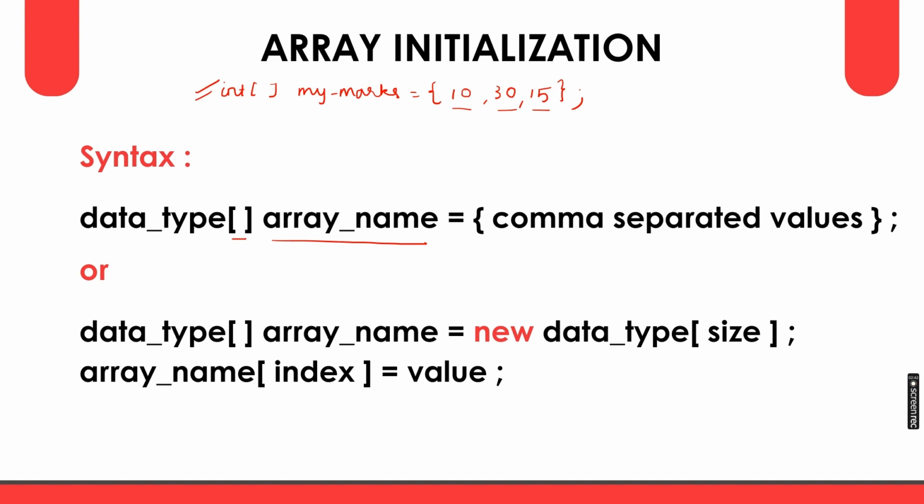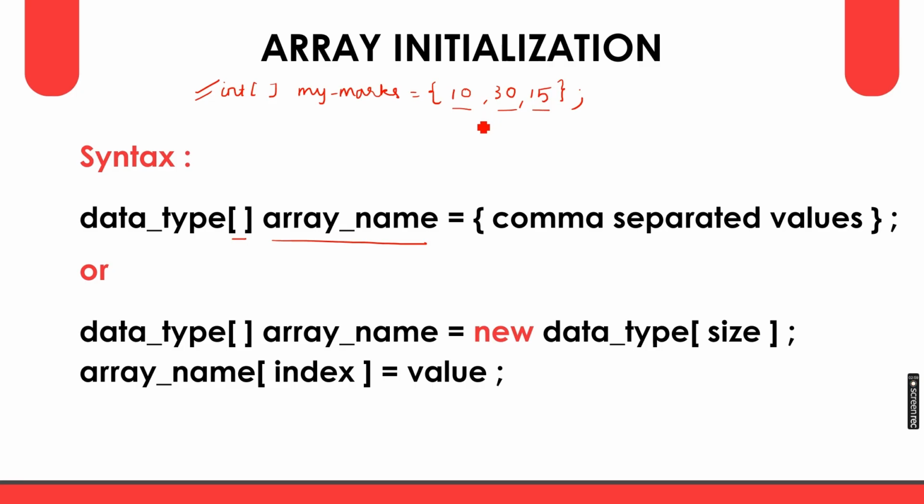Like in the very beginning of the program, you know that these are the 3 values that will be stored in my array. So what you do, you give the name to your array, you tell the data type, and at the very same time in the curly brackets you put in the values.